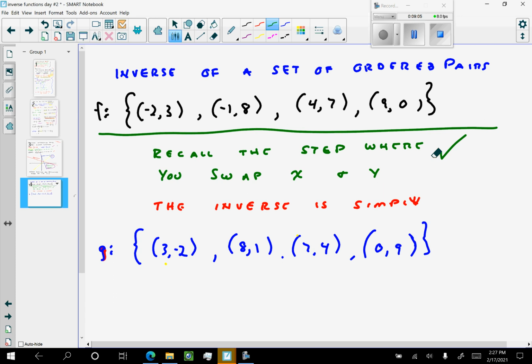You just swap the x's and y's. Y becomes the x, x becomes the y. Oh, I made a little error right there, didn't I? That's 8, negative 1. This is 7, 4. And this is 0, 9. Inverse of a set of ordered pairs is easy peasy lemon squeezy.